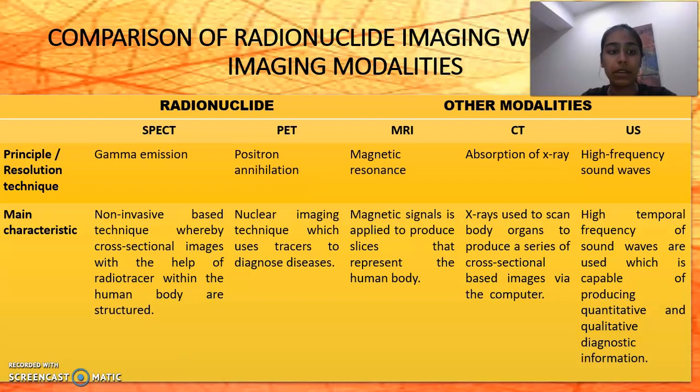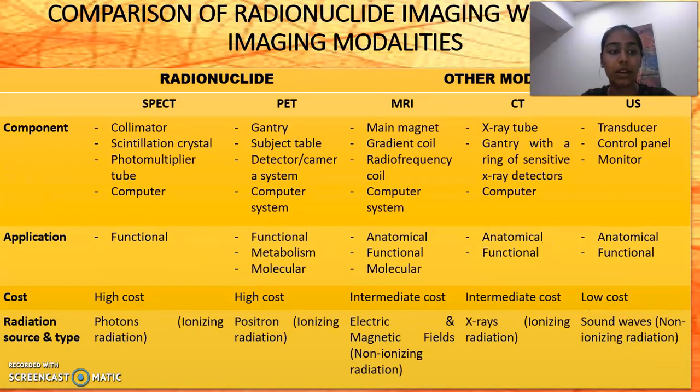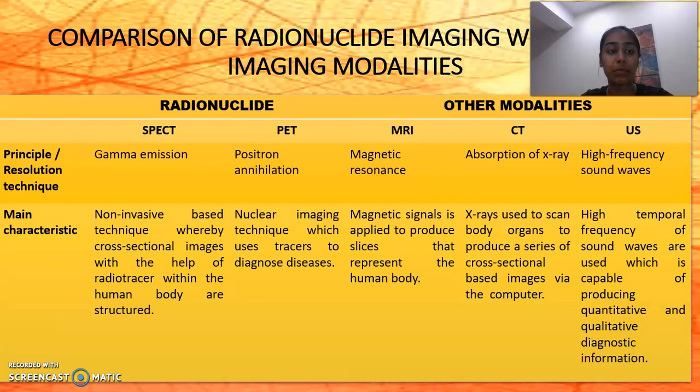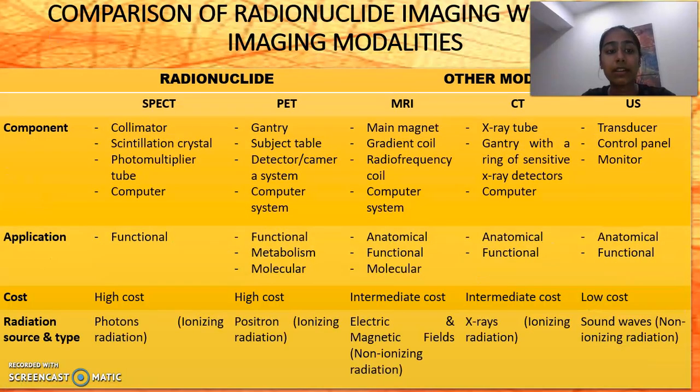There are many points to consider, but I'm only going to talk about the main points, which is the principle. The principle for SPECT is gamma emission, for PET is positron annihilation, for MRI is magnetic resonance, for CT scan is absorption of X-ray, and ultrasound is high frequency sound waves. The next point would be the main characteristics, and then the component, application, cost, and radiation source and type. I'm only going to be talking about the component here.